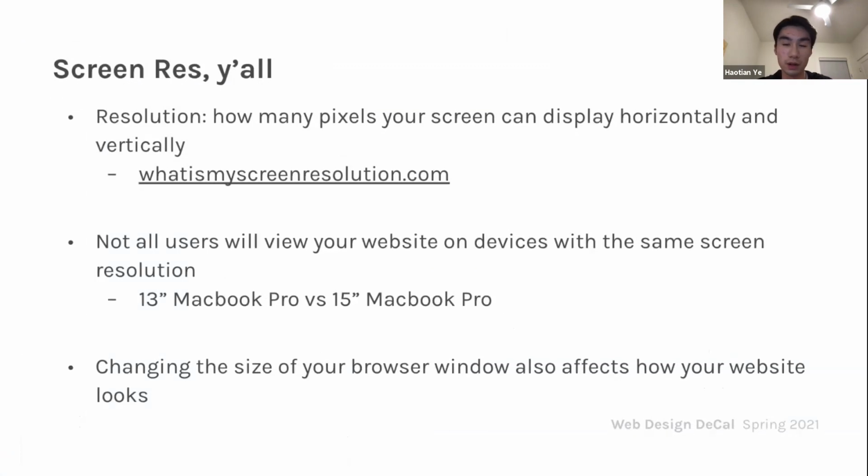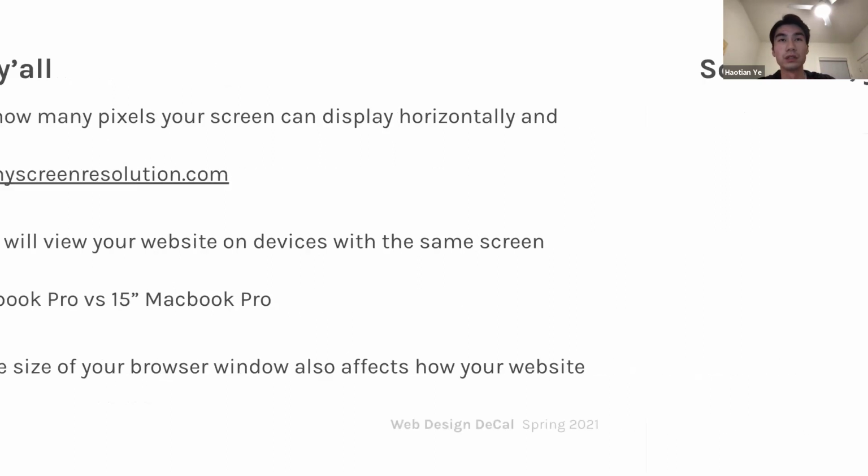So it's really important to note that not all users will view your website on the same device that you have. Just because you have a 13-inch Mac doesn't mean that I have a 13-inch Mac. I mean, I do, but someone might have a 15-inch Mac, or someone might not even have a Mac at all. They have like a ThinkPad or a Surface Pro, things like this, or even just a desktop. So it's really important to note that the world is not centered around you. Your iPhone 10 is not the same as someone else's 12 or their Android. So changing the size of your browser window also affects how your website looks, which is a really important thing to note too.